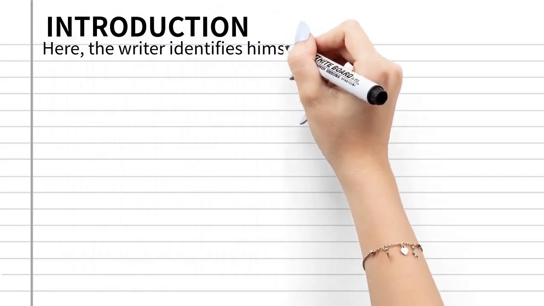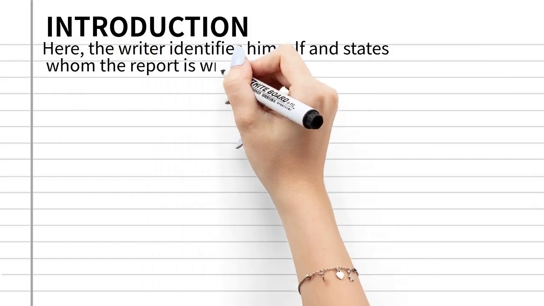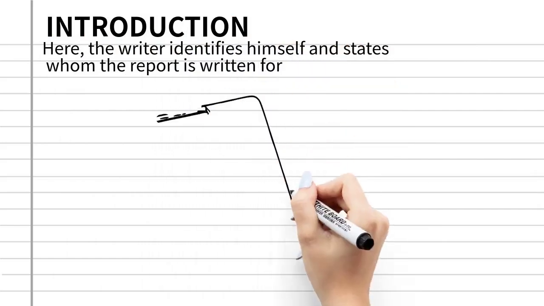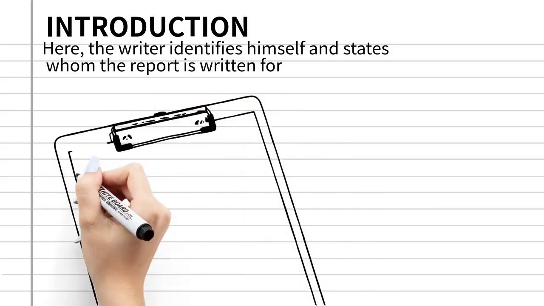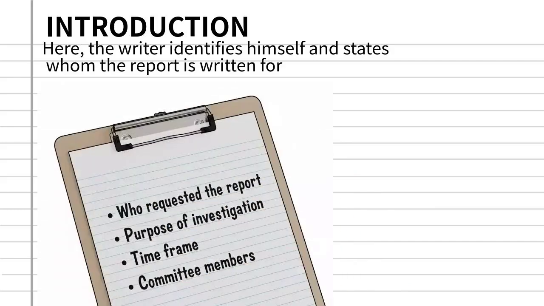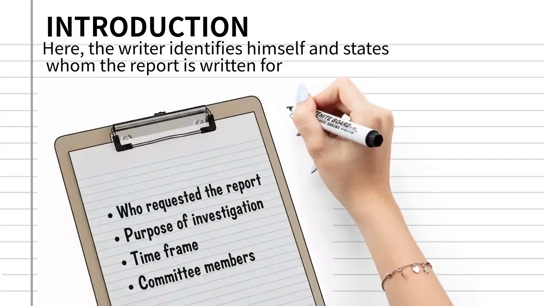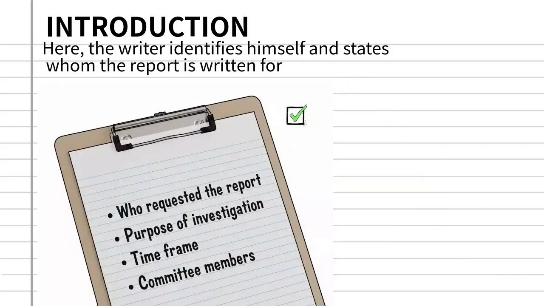After the title, we have the introduction. Here the writer identifies himself and states whom the report is written for. In the introduction, we always include who requested the report. For example, is it the principal? So you need to say that the principal instructed me to write this report.